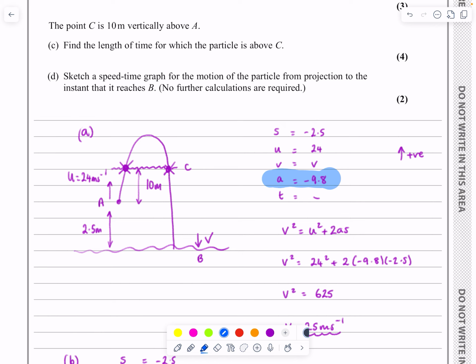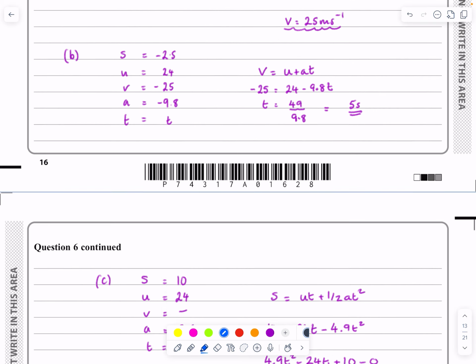The other thing to say is that from there up to that point there, we start off with a velocity of 24, and it will decelerate at a constant rate till it goes down to 0. And then after that, because it's a speed time graph, the speed will just start increasing until it gets to 25 meters per second there. Not a velocity time, but a speed time graph. So let's have a look at doing that then.